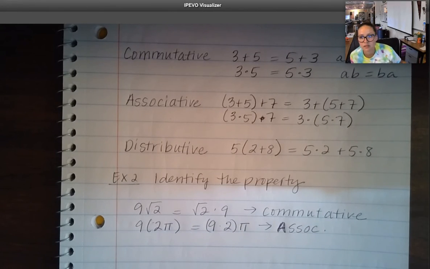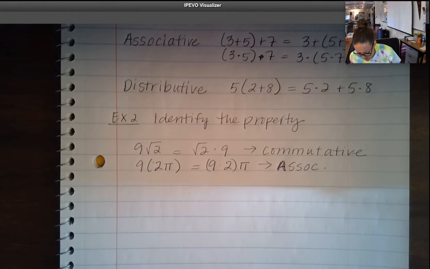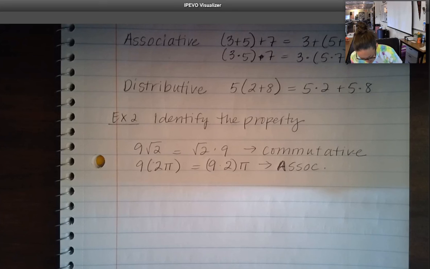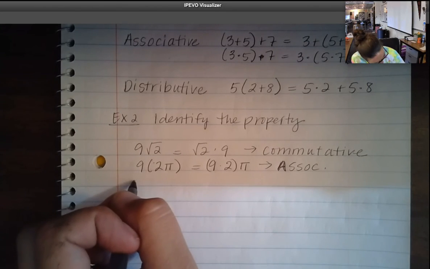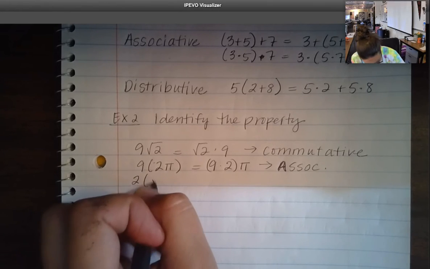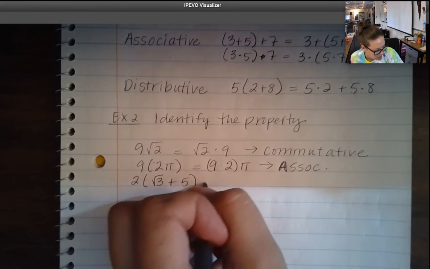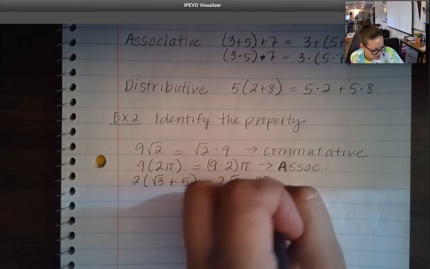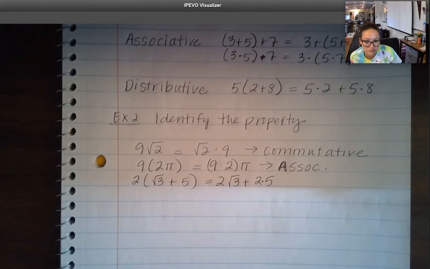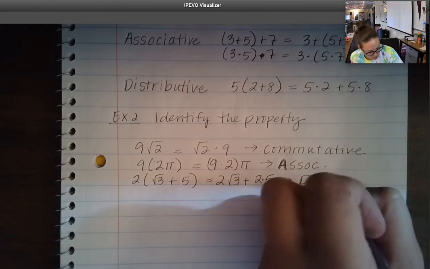I'm going to shorten it. I don't like writing. All right, let's do one more. Let's say that I have 2 times the square root of 3 plus 5 equals 2 times the square root of 3 plus 2 times 5. Well, that right there is an example of the distributive property.